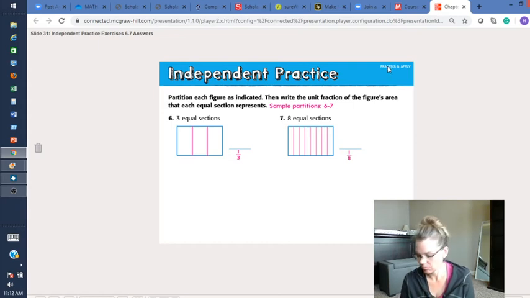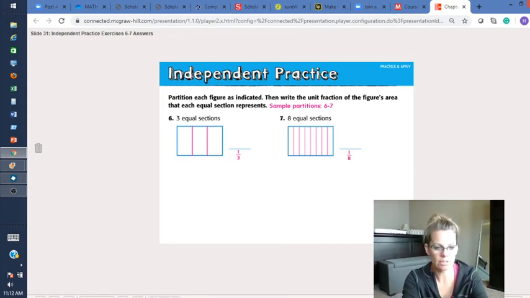Oh, wait. What is going on? My mouse doesn't want to work. I'm going to have to do it this way.